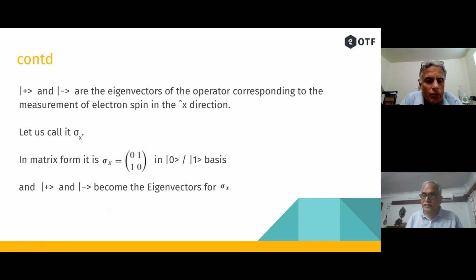If you look at, let's say, sigma z, the eigenvectors will always be your ket 0 and ket 1. If you look at sigma x, the eigenvectors will always be ket plus and ket minus. If you look at sigma y, then automatically it will be your ket of minus i and ket of plus i.